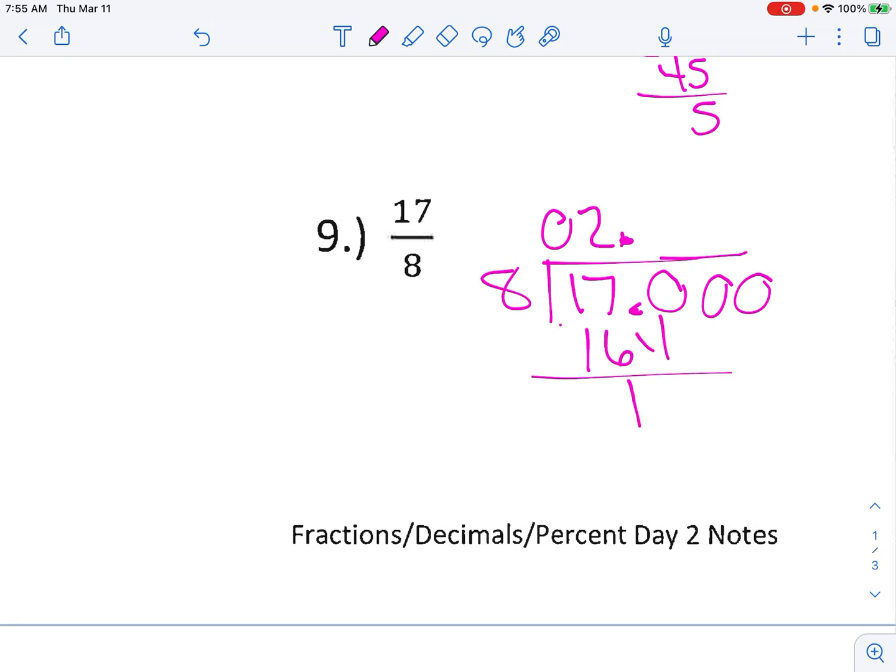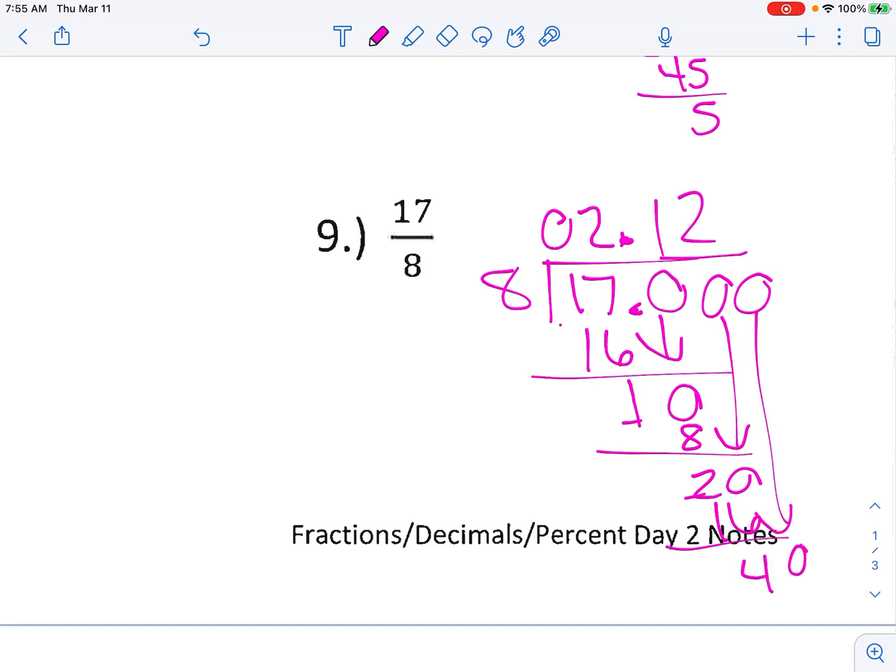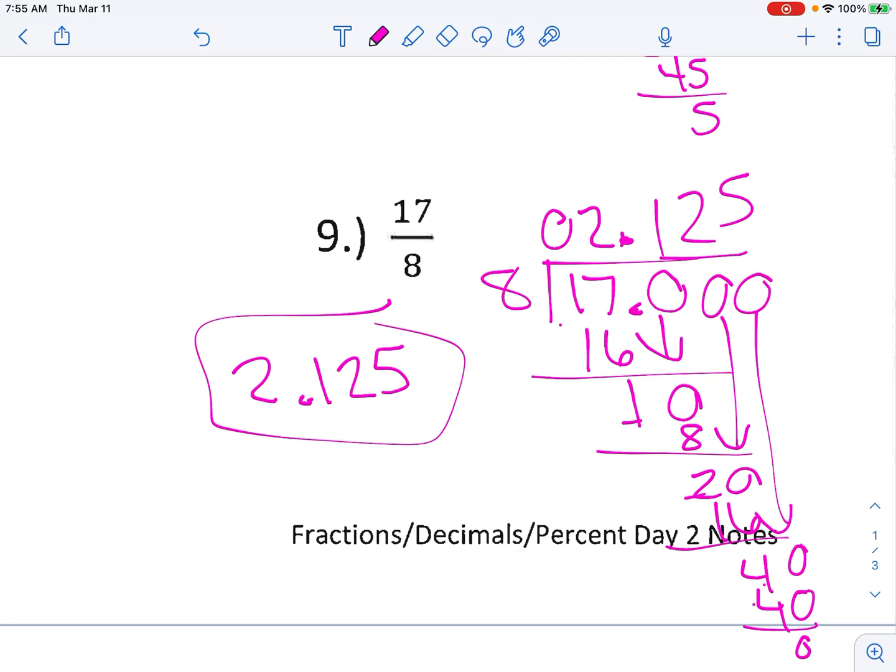Subtract and get 1. Drop that 0. 8 times 1 is 8. Drop the next 0. 8 times 2 is 16. Drop the last 0. And 8 times 5 is 40. So we have another terminating decimal because we got a 0 remainder. So this answer is going to be 2 and 125 thousandths.